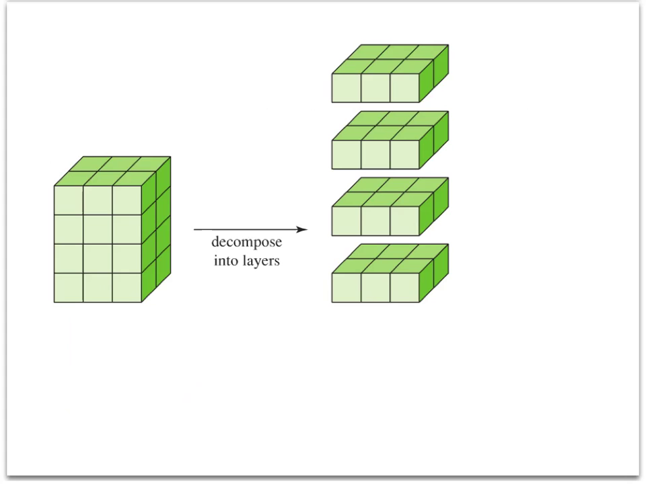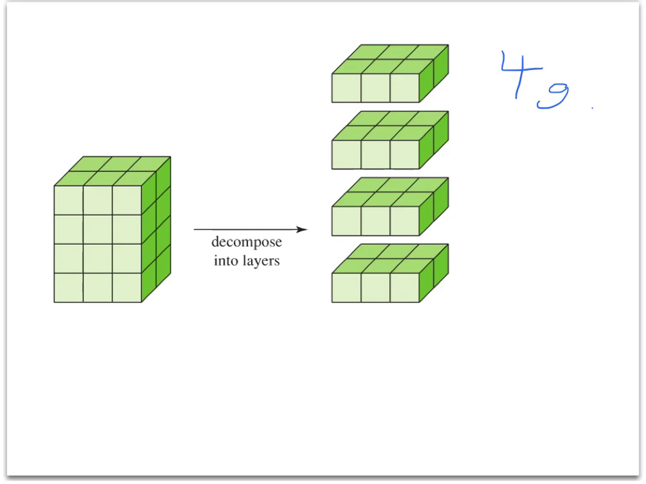So let's take our box here and let's break it up, or decompose it, into several different layers. So we're just going to take this box and break it up. There's the first layer, second, third, and fourth. And so now let's think of each one of these layers as a group of cubes. So we have 4 groups of cubes.